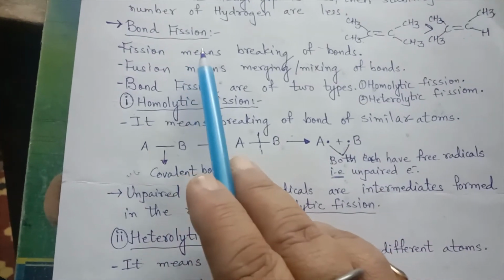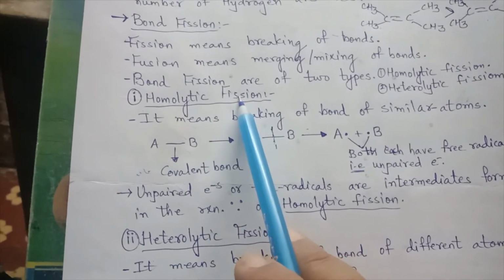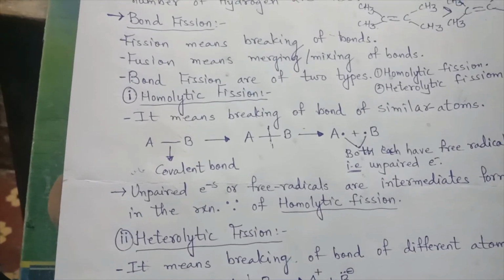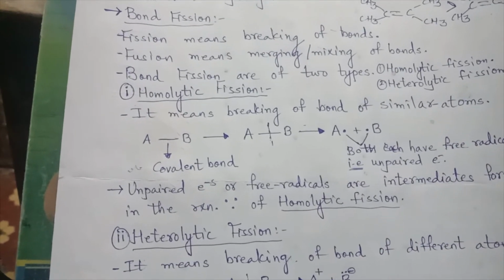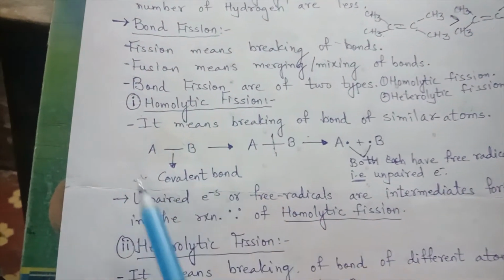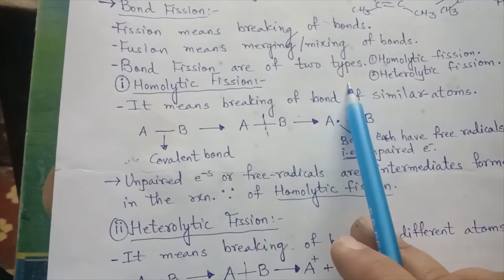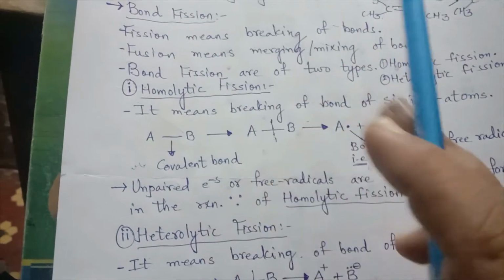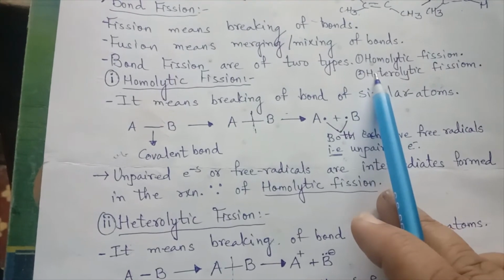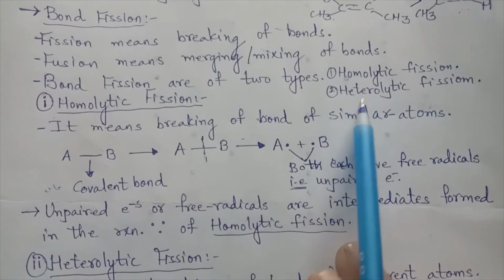So bond fission is also of two types. When an organic reaction takes place and the reactant forms the product, a wide variety and range of organic compounds are formed, and it is because of the fission, which is also called cleavage, right? So there are two types of cleavage, two types of fission. Fission means to break, cleavage also means to break. So it is homolytic cleavage and heterolytic cleavage, or homolytic fission and heterolytic fission.